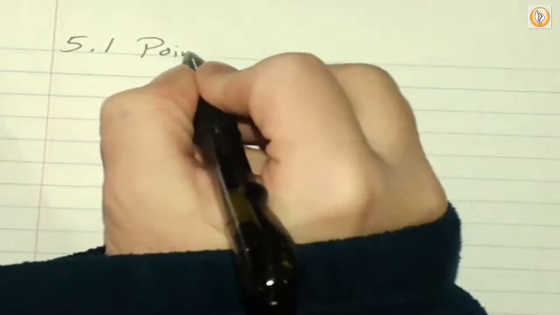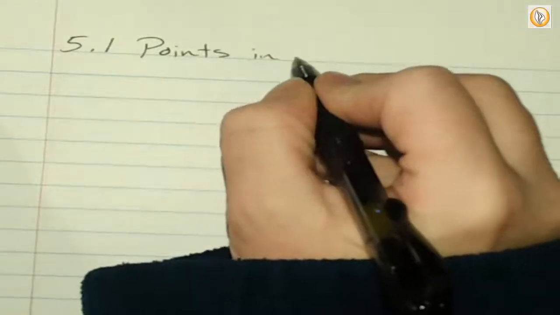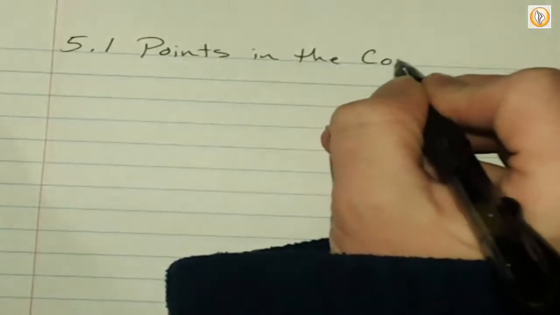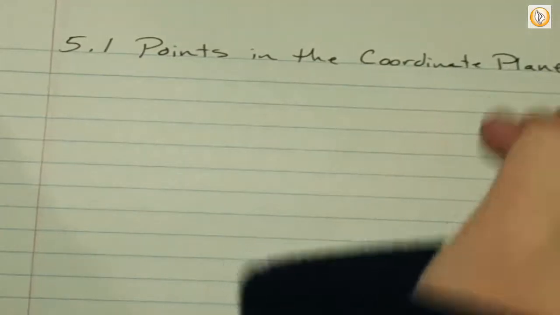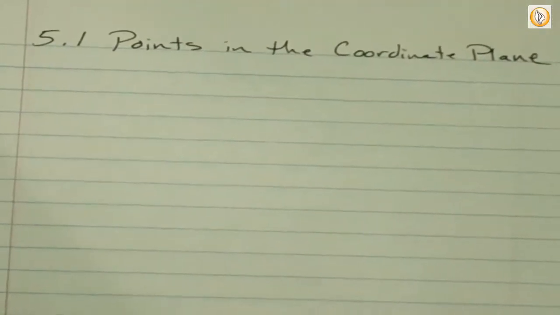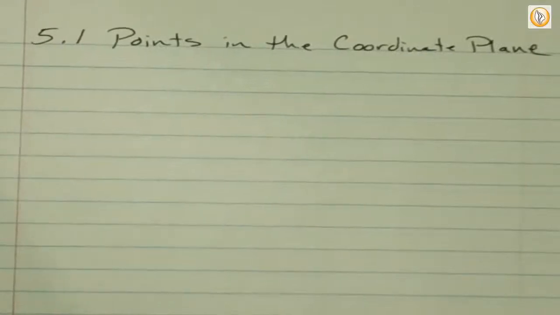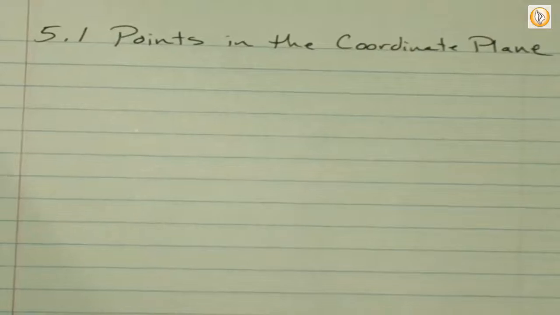Okay, guys. 5.1, points in the coordinate plane. It's going to be an interesting chapter. The fact that we are learning again about the coordinate plane, the Cartesian plane, tells you where we are heading. Graphing, stuff like that. This chapter's got stuff that's not difficult and stuff that's kind of challenging. It's a little of both.